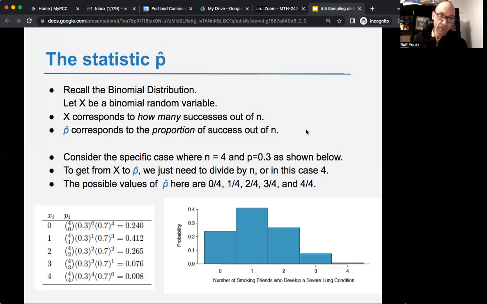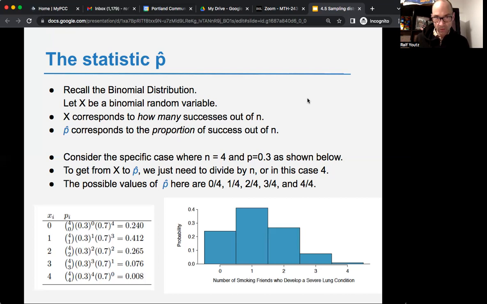Let x, capital X, be a binomial random variable. X, binomial random variable, corresponds to how many successes out of n random attempts with the same probability. P, wearing that little hat, sample proportion, random variable, corresponds to the proportion of successes out of n random events. Okay, consider the specific case where n is 4 and lowercase p is 3/10, as shown below. This represented, I think it was 4 smokers, each with a 30% chance of developing a severe lung condition in our binomial distribution discussion on a previous video.